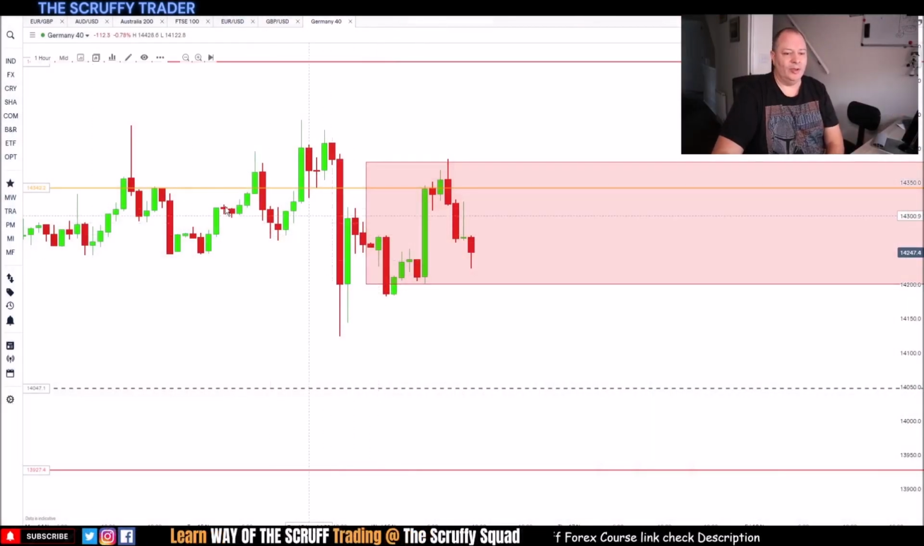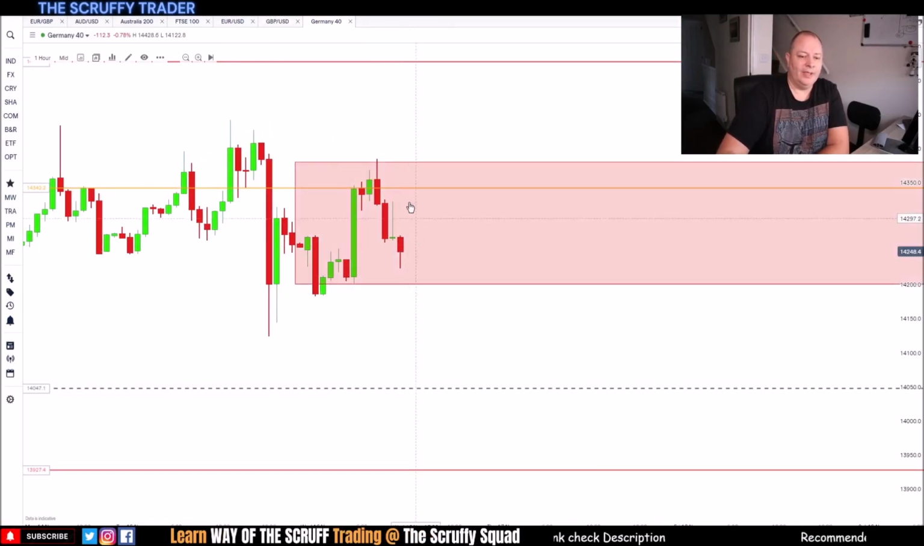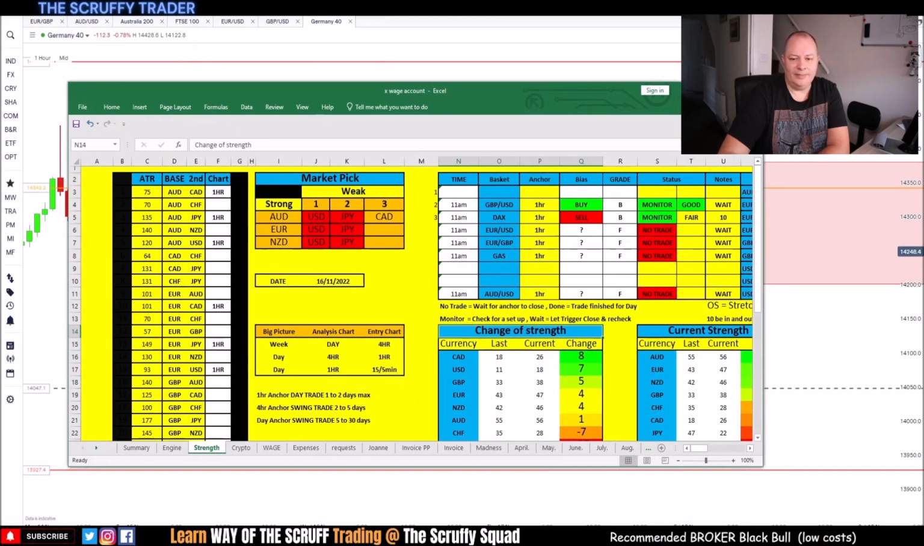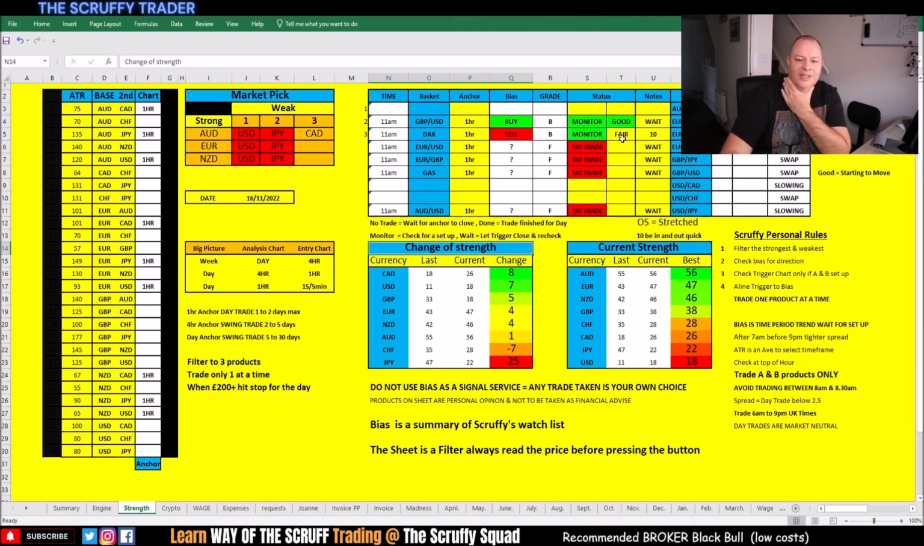Okay, guys, so this is my DAX on an hourly. Now, there's a lot of downward pressure here. And I've already worked this out for the guys. And what it's telling me is it's a fair trade. In other words, it's okay. It's not fantastic, but it's okay. And it's looking at 10 pips.